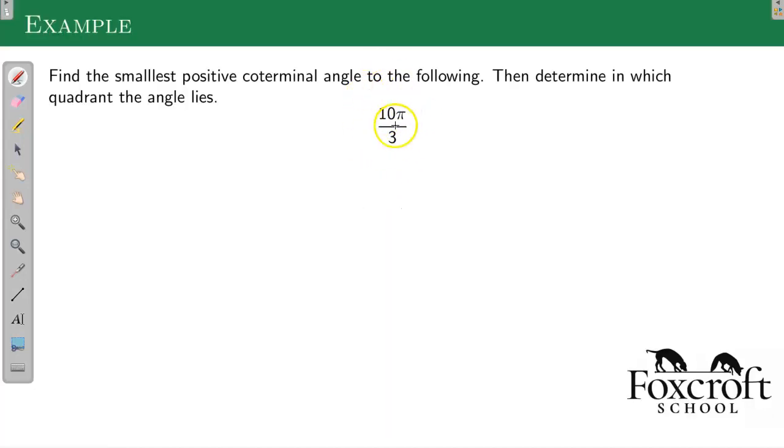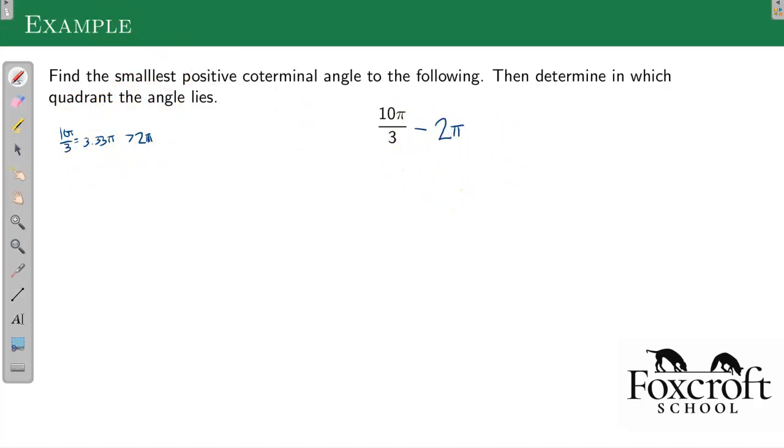Alright, 10 pi over 3. How do I know that's not already small enough? Related to figuring out the angle, if I do 10 divided by 3, I get 3.33. So this whole fraction, 10 over 3 pi, is 3.33 pi, which is bigger than 2 pi. And we know 2 pi is that first revolution. So I already know this angle is too big, so I need to subtract 2 pi from it.